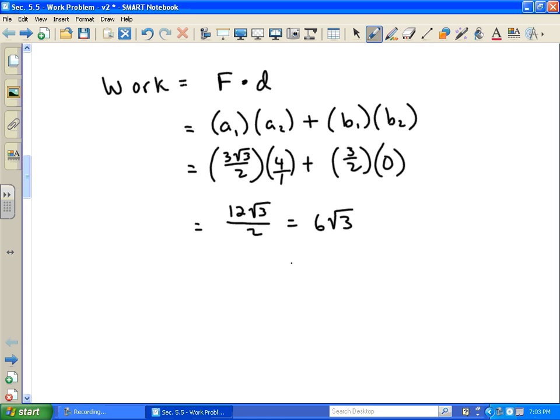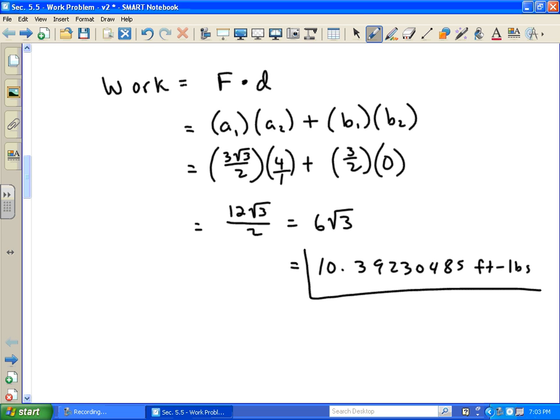And then if we want to estimate that, decimal representation is 10.392330485. Okay, now the unit for work is foot-pounds, and so on here it's approximately 10 foot-pounds of work being done to move this object. This concludes this example of a work problem.